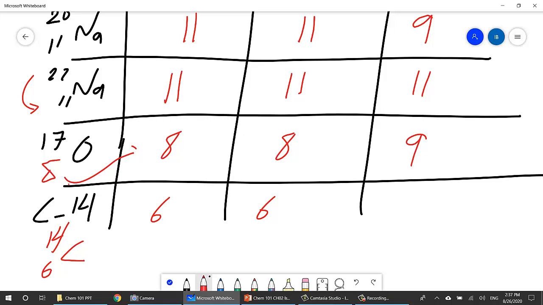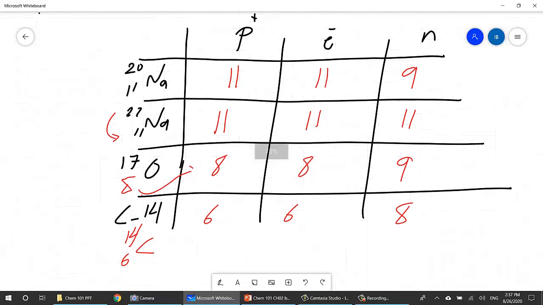The number of neutrons would equal 14 minus 6, because remember, this 14 represents the number of neutrons and protons in the nucleus. That's the atomic mass, okay? So 14 minus 6, that would be 8. So 8 neutrons in the carbon isotope of 14. So that would be the solution for this problem.